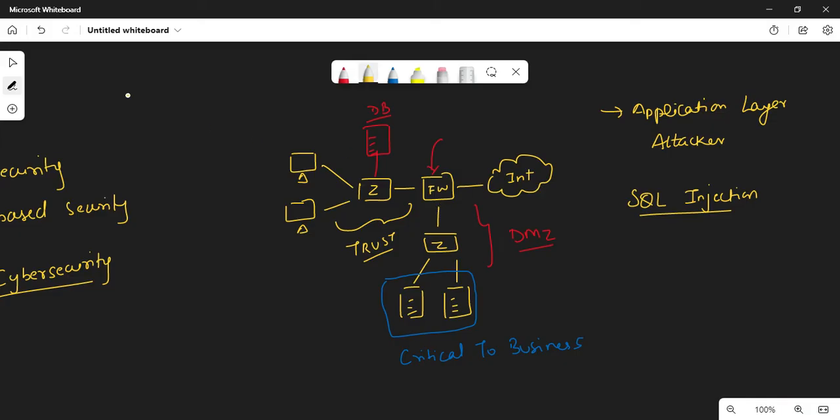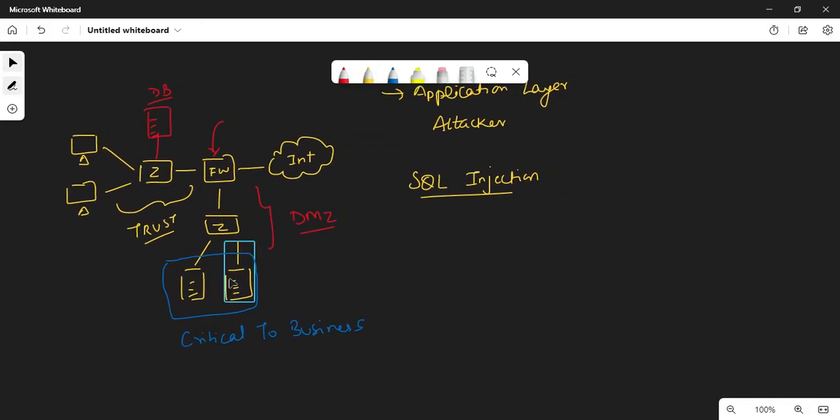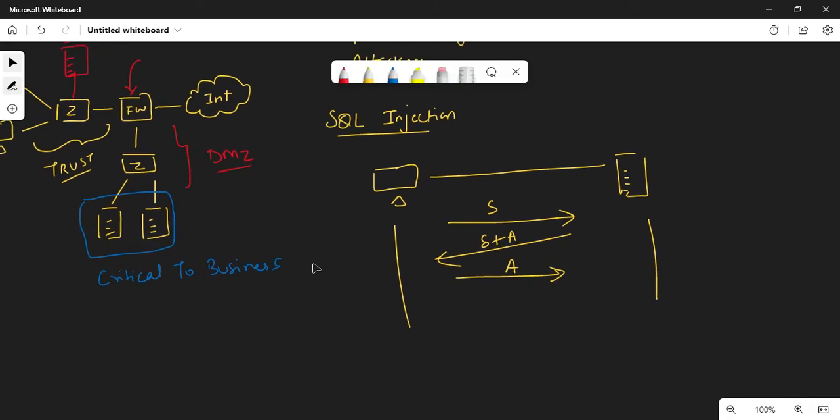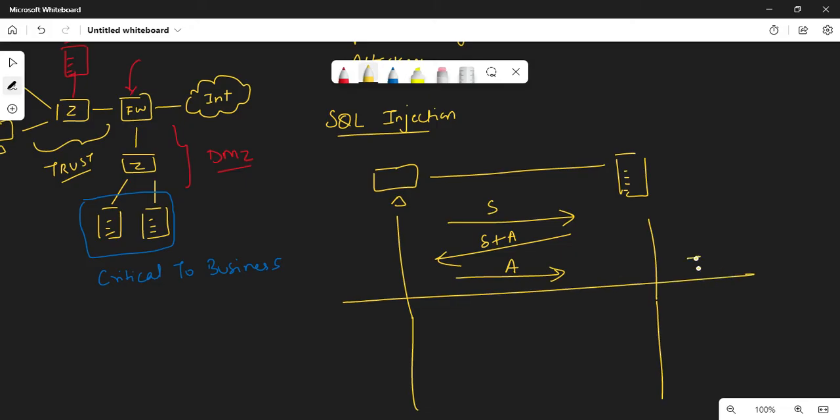So basically what I'm trying to say here is, let's say this is my server, and this is an attacker over the internet. It is trying to make a connection with this particular server. First the normal TCP three-way handshake is done, SYN, SYN-ACK, and your connection has been established, right? Then it will follow the SSL handshake and your SSL connection will be established.